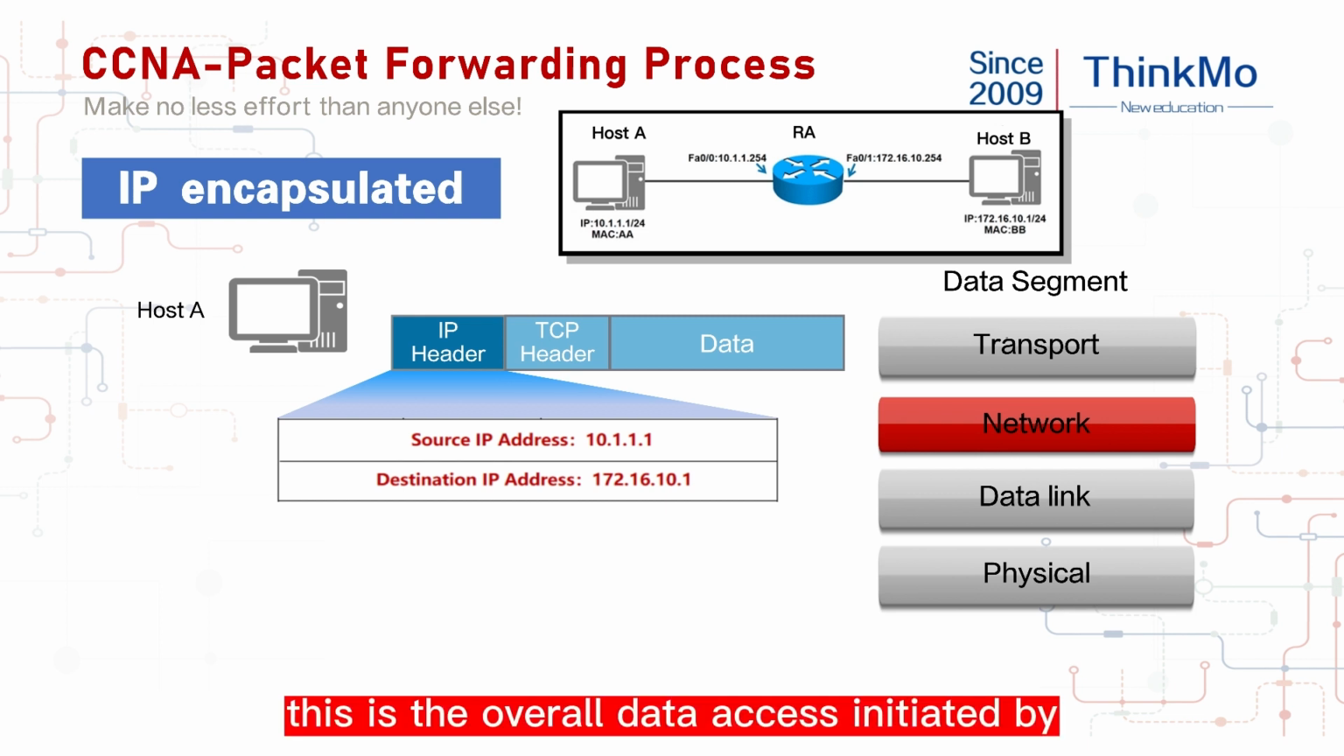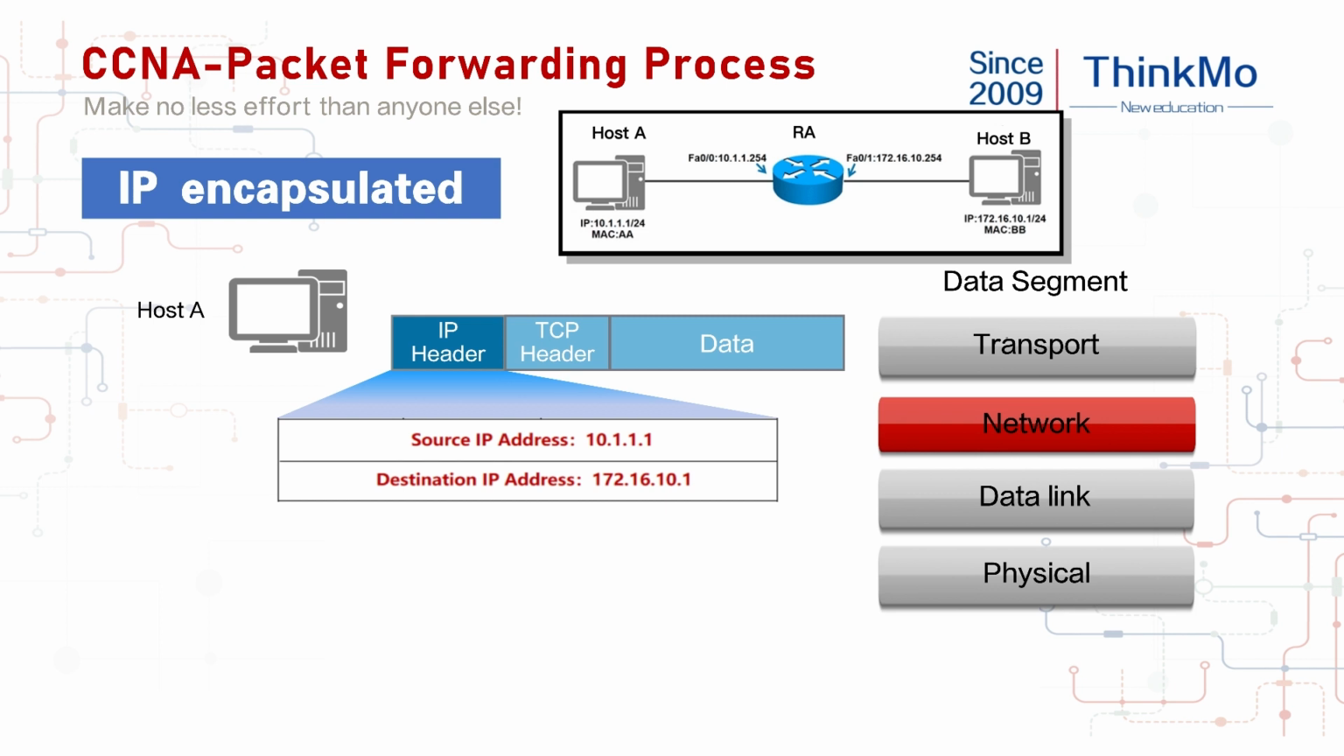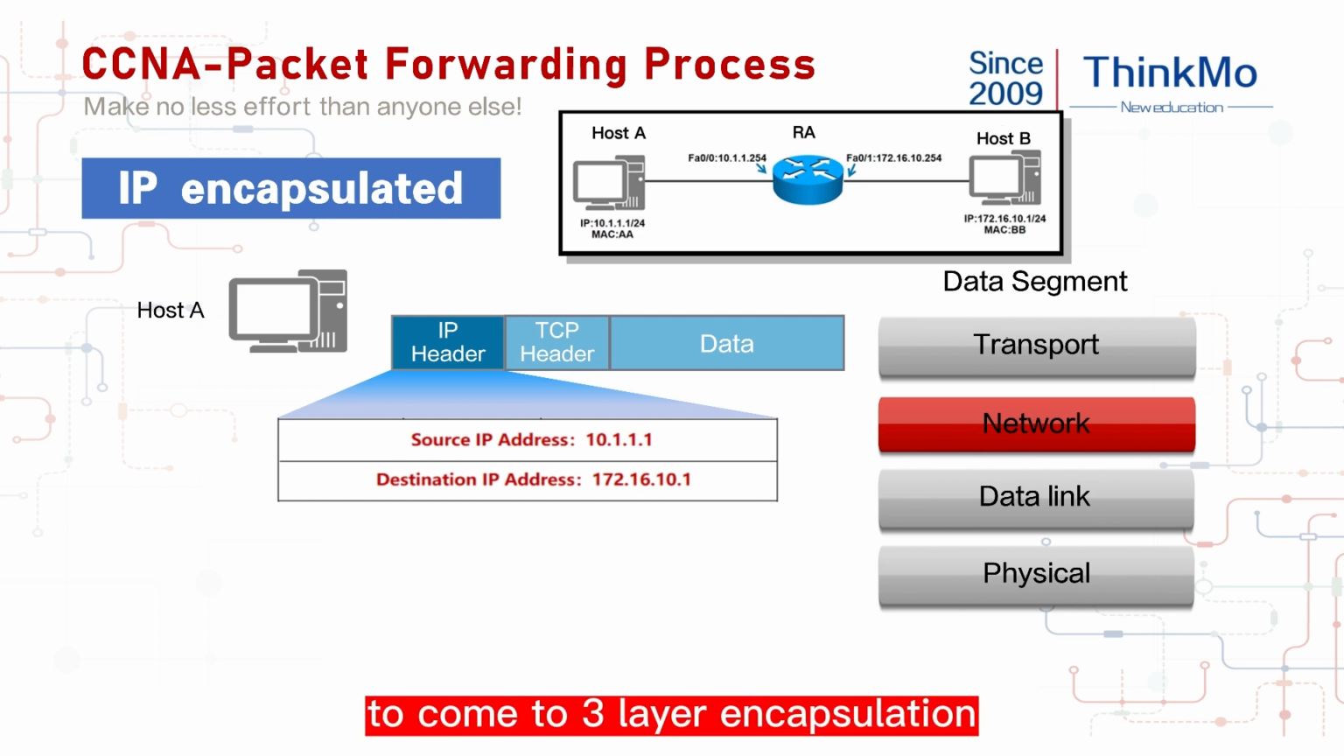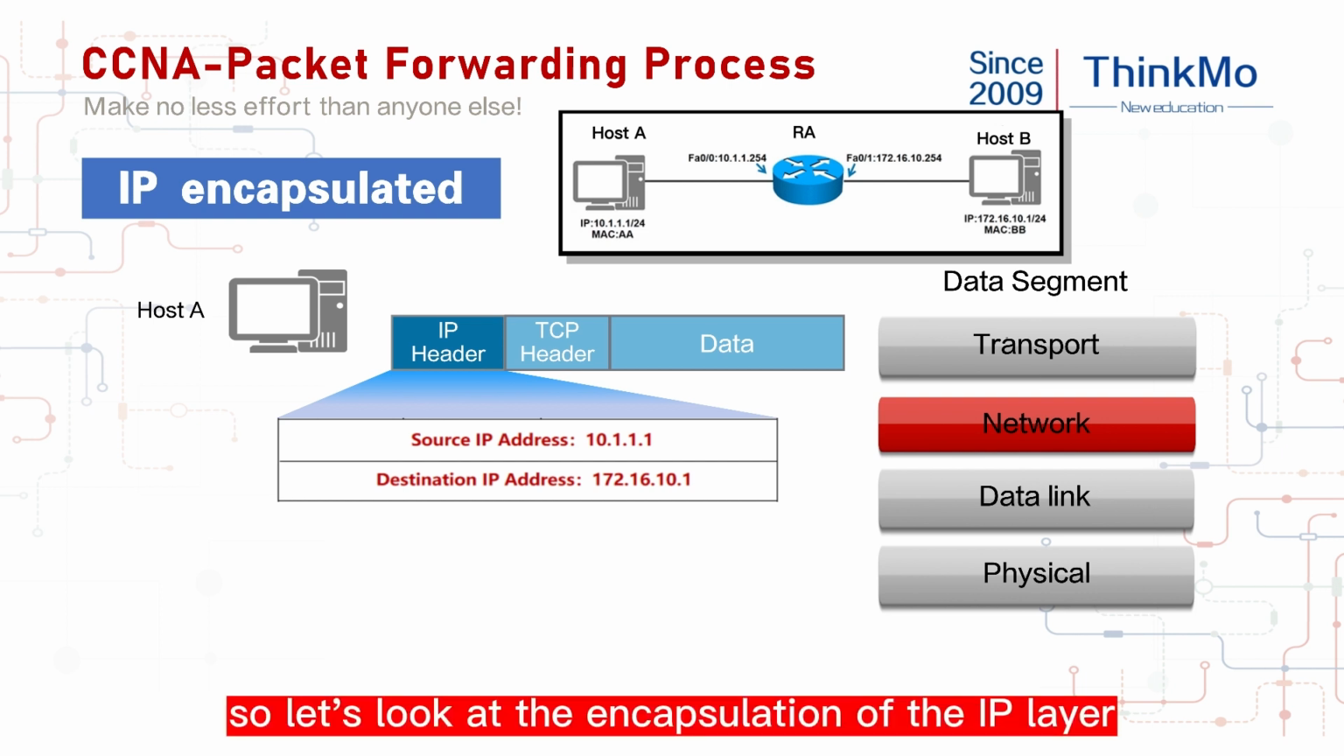This is the overall data access initiated by the host. Now the 4 layers of encapsulation are complete. To come to 3-layer encapsulation, because source device encapsulation is from top to bottom, let's look at the encapsulation of the IP layer.